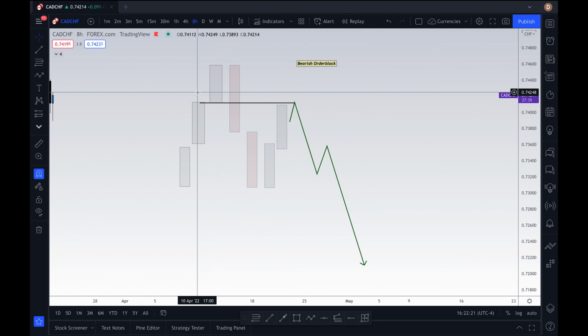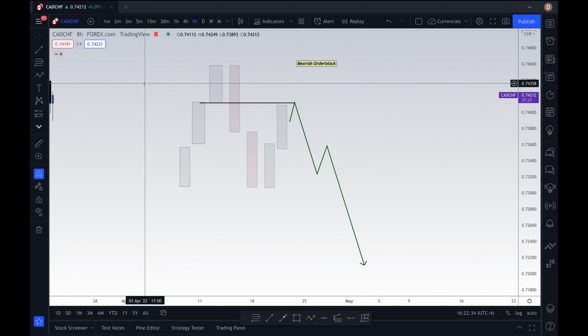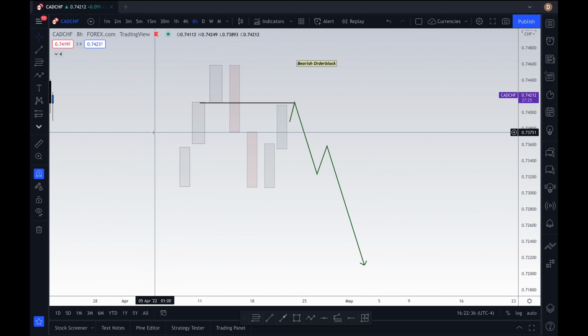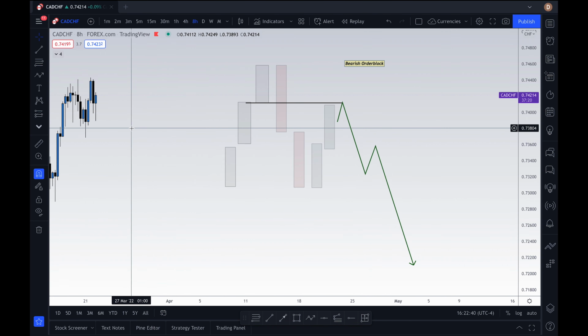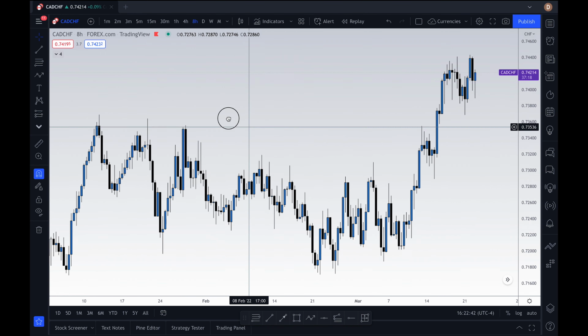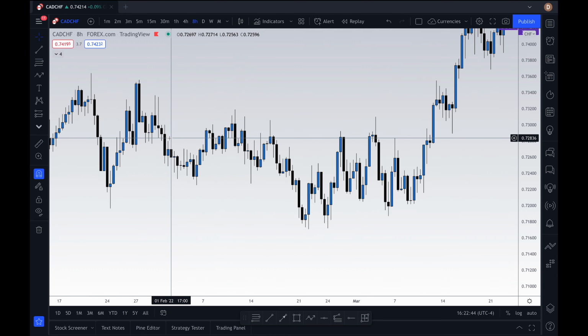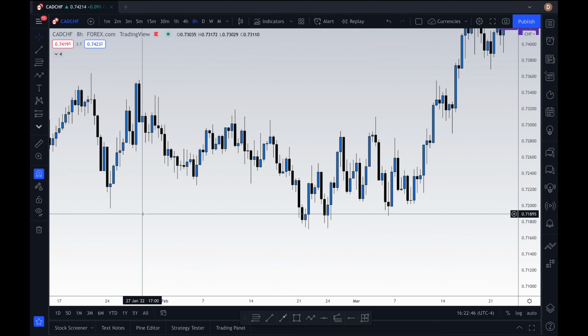I'm tying in support, resistance, supply, demand, because I don't know your previous knowledge of things, but I'm trying to incorporate those things so it makes it easier for you to digest and comprehend. But order blocks are typically very easy to understand, because once you see it once or twice, you'll totally understand it.